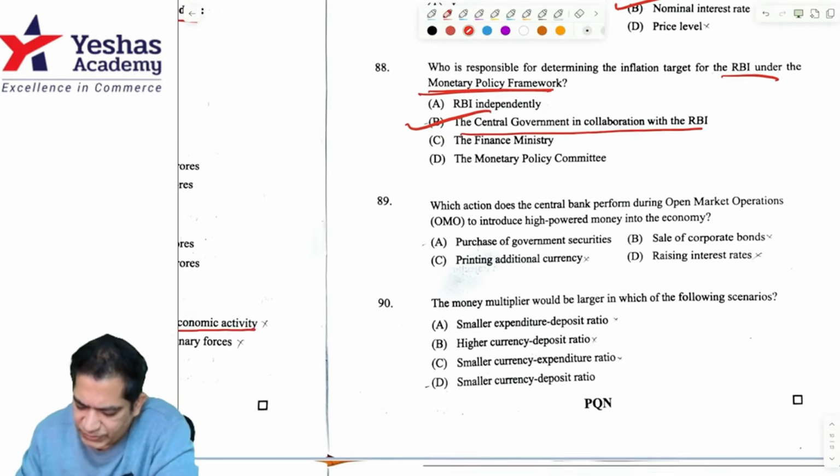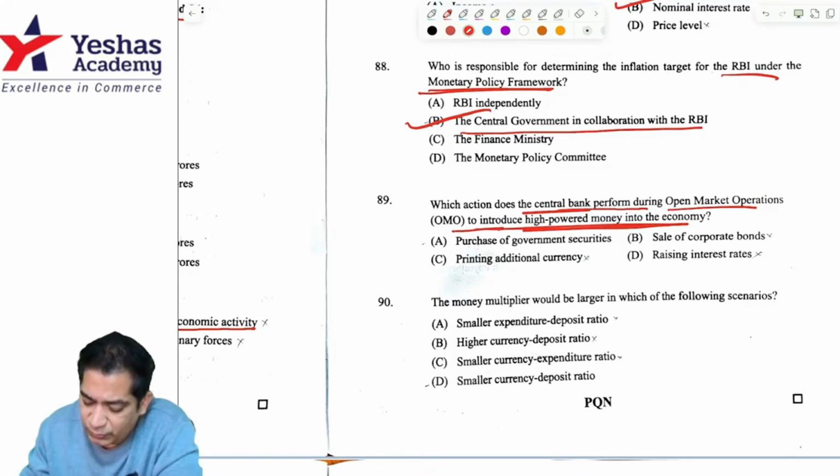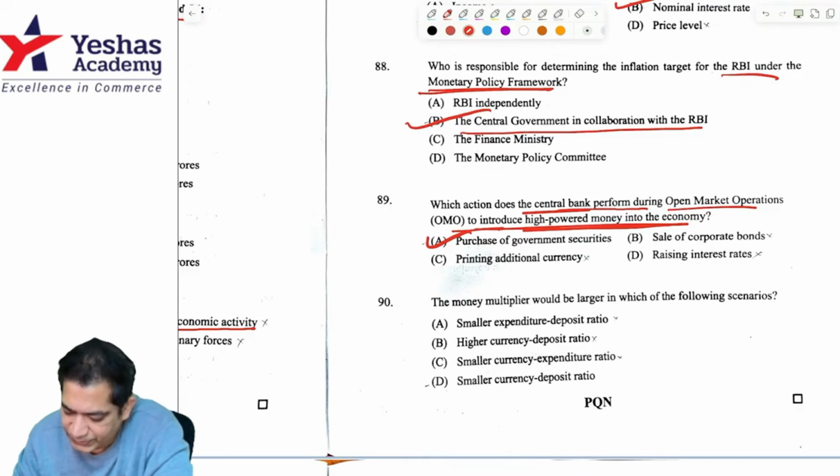Which of the following actions does the central bank perform during open market operation to introduce high powered money into the economy? So you are introducing high powered money. It means money is pumped into the economy. That happens when you purchase government securities, or redeem government securities. So it will pump money into the economy.